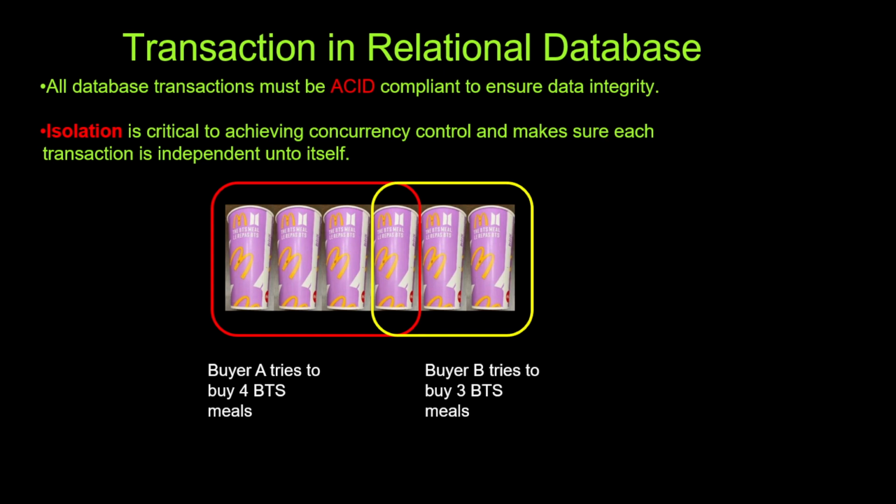So in this case, the server will probably need to do something to decide which transaction to accept. In terms of fairness, usually they go by timing. See which transaction goes in first. So for example, maybe buyer B goes in first. He buys 3 meals, so 3 meals are gone, and then buyer A tries to buy 4 meals. He won't be able to buy, because at that stage there are only 3 meals left. So this is talking about isolation.